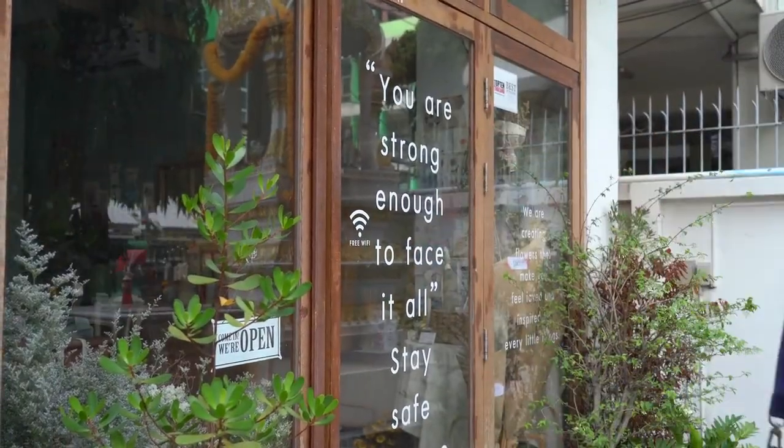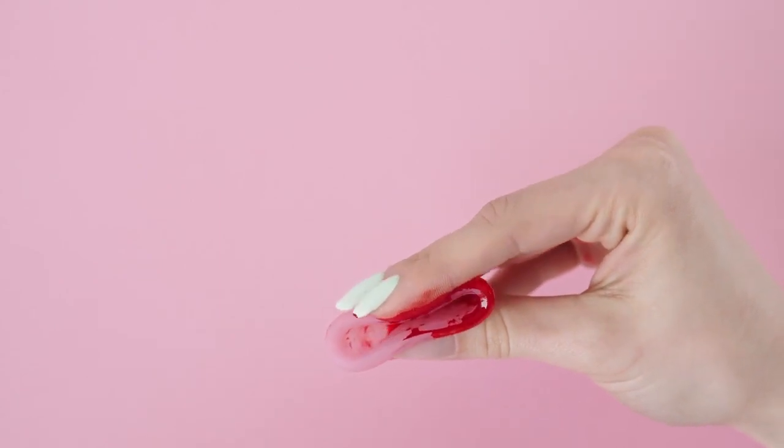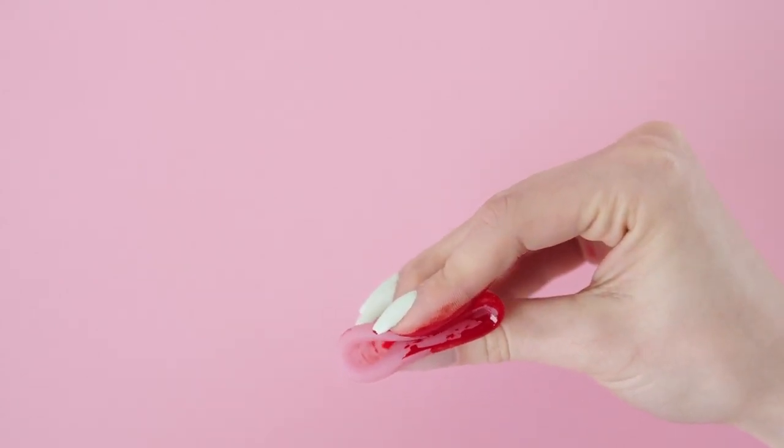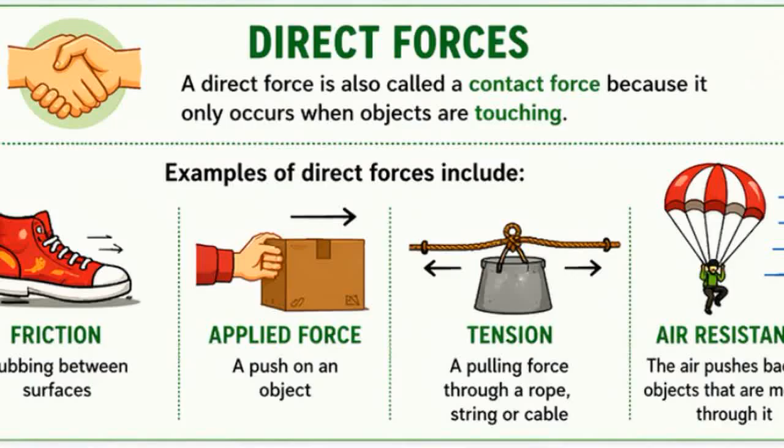A force can even change the shape of an object, such as when a sponge is squeezed or a spring is stretched. Forces can be grouped into two main types: direct and indirect forces. A direct force is also called a contact force because it only happens when objects are touching. In other words, contact is needed for the force to act. Examples of direct forces include friction, air resistance, tension, and applied force.